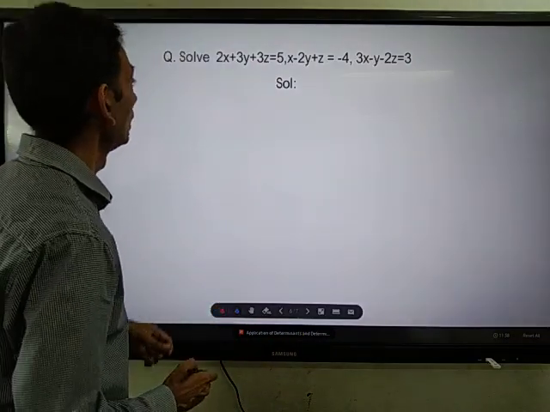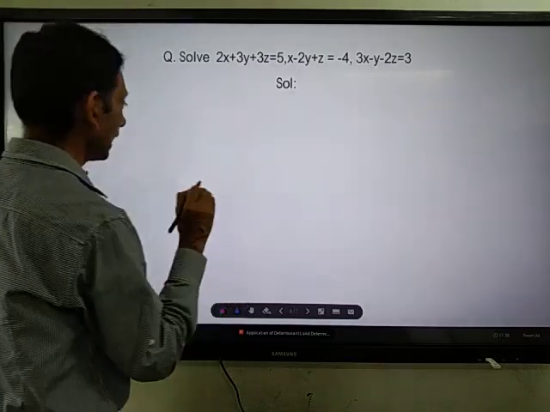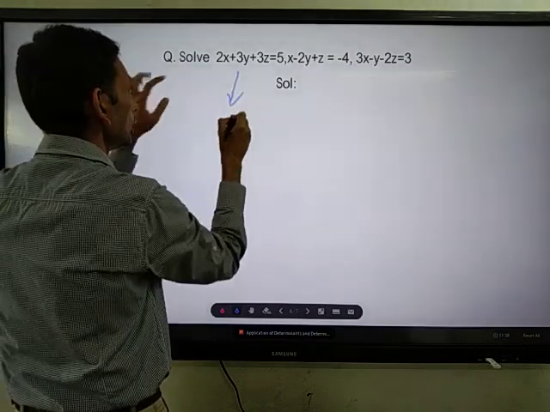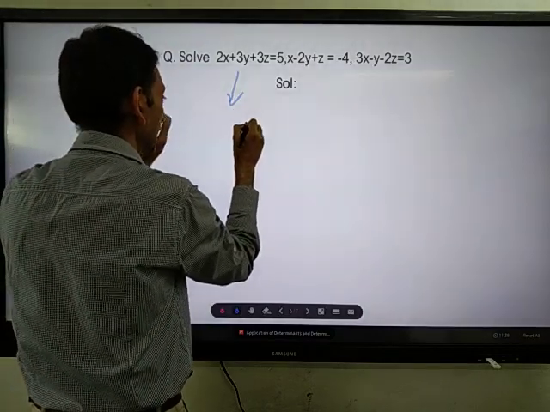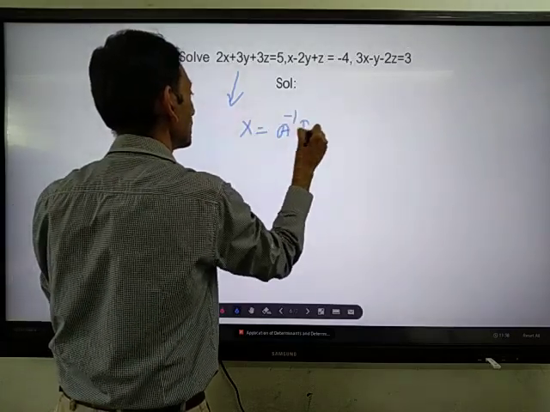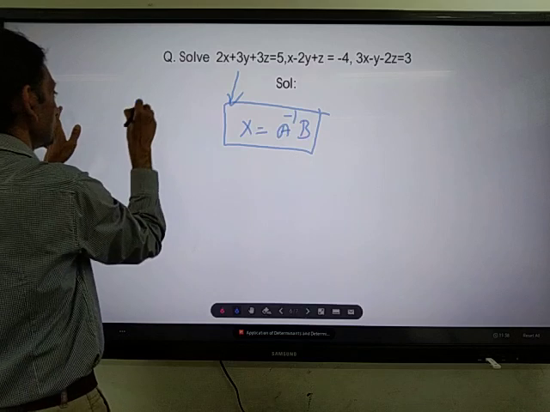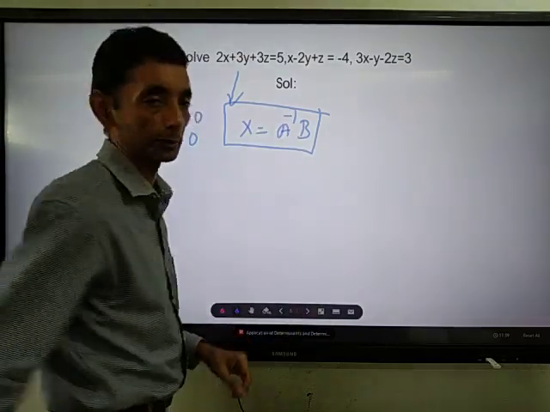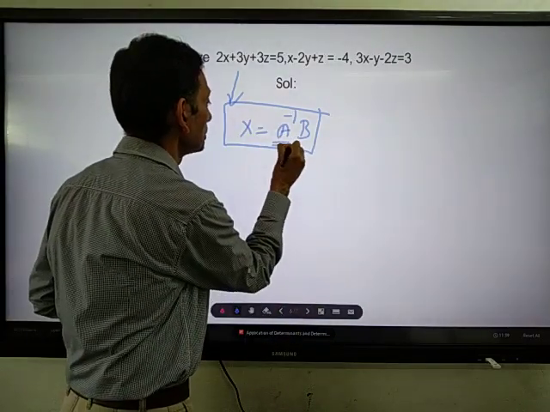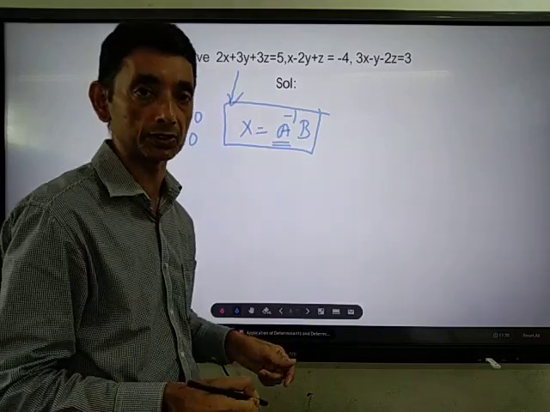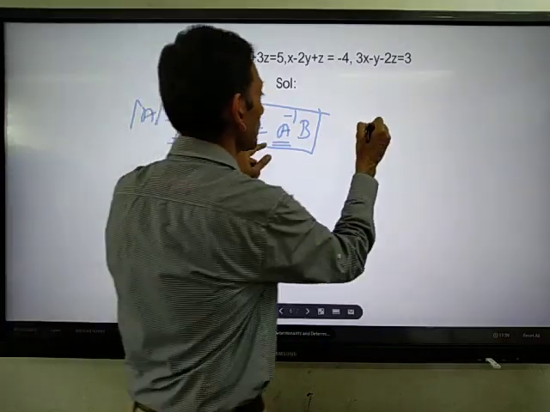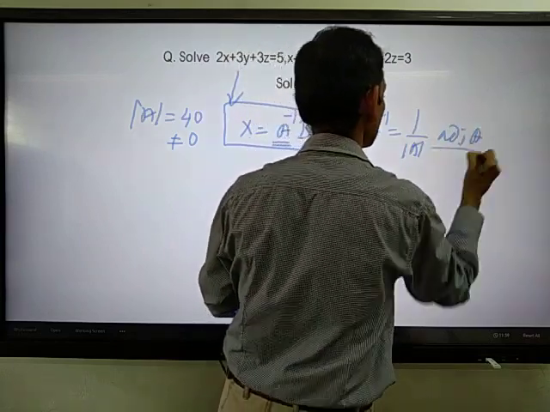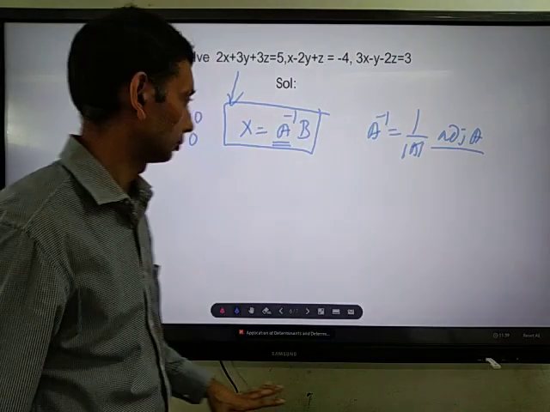What is the method here? I will not repeat everything, I will focus only on the adjoint of A. We know that the given system of equations can be written as x equal to A inverse B. Obviously before that, we will first check determinant A. Here determinant A equal to 40, not equal to 0. Then you go to this step, x equal to A inverse B. The most time consuming part is to calculate A inverse. To calculate A inverse, you know that A inverse equal to 1 by determinant A times adjoint of A, right?